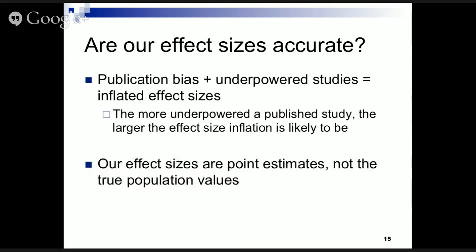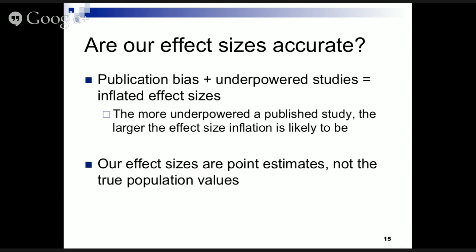Another thing to keep in mind is our effect size estimates are point estimates. They're not the true population values. Any study is going to have some uncertainty around the estimate it gives you. So all effect sizes have a point estimate, and they also have confidence intervals, which tell you the amount of uncertainty that surrounds that particular point estimate. Some estimates have really small confidence intervals, which tells you that there's more certainty about where that point estimate lies. Some have huge confidence intervals.